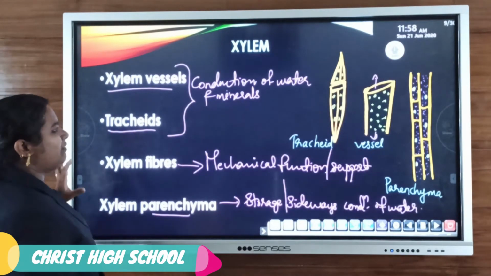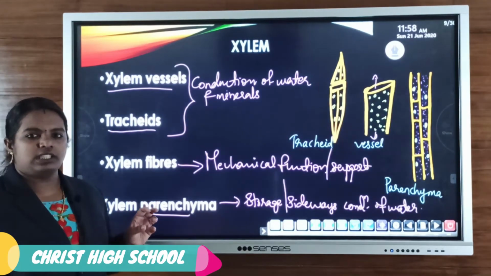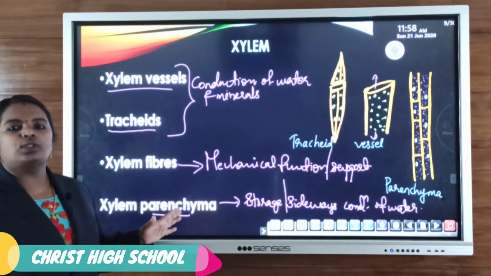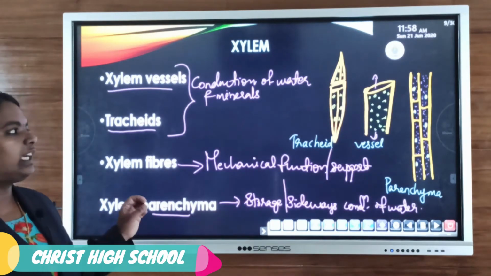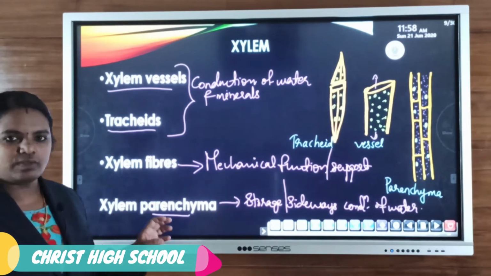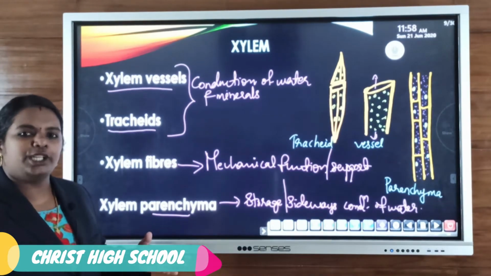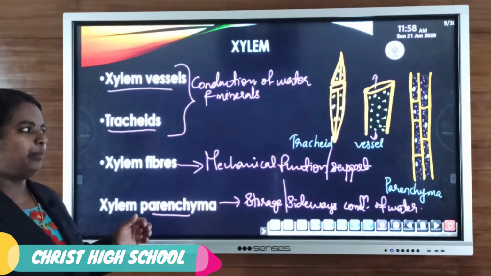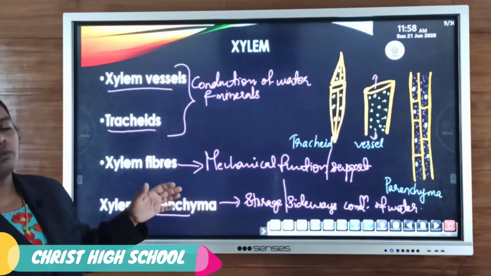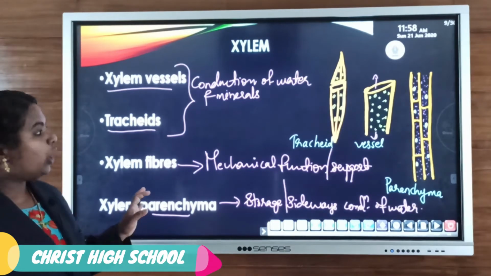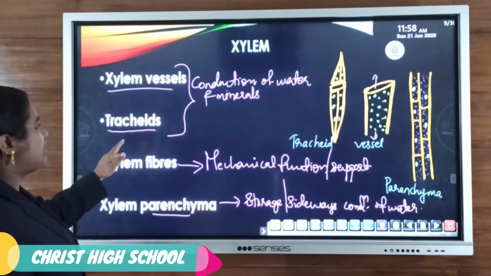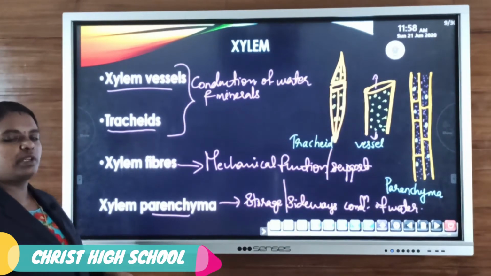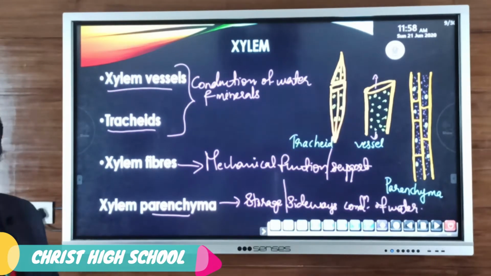First one is xylem vessels. They are long tubular structures whose both ends are open, and due to these open ends, they form a continuous channel or network. Due to that particular feature, it mainly helps in the conduction of water as well as minerals. Along with the help of tracheids, xylem vessels and tracheids both help in the conduction of water and minerals from roots to the upper part of the plant body.